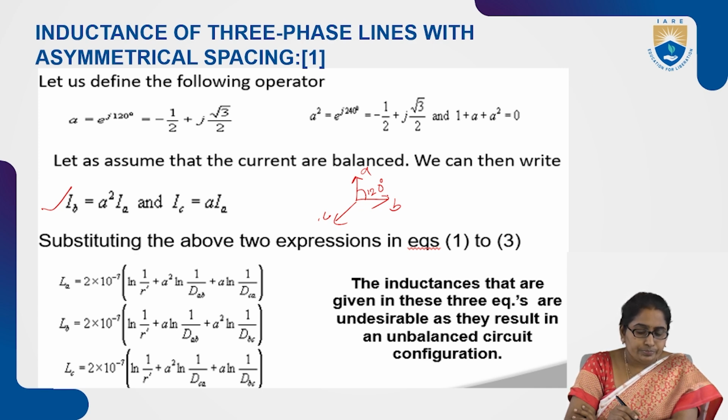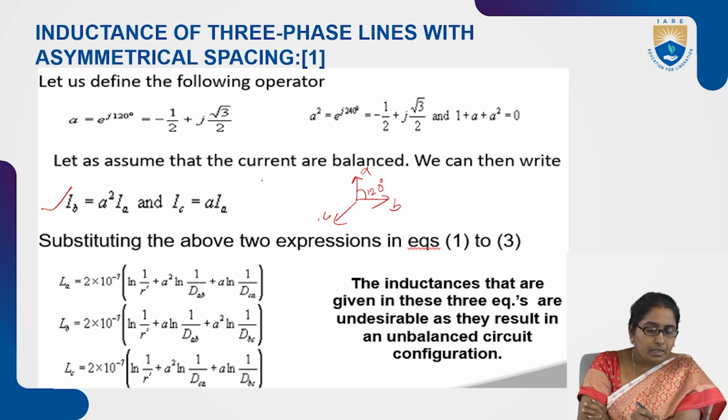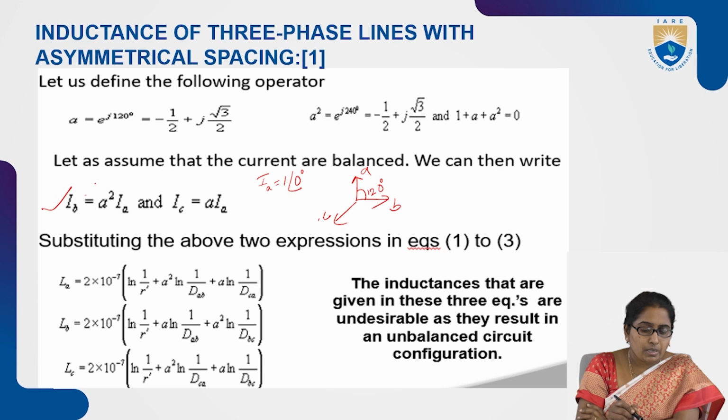So then IB, in terms of IA, we can write IB. Here you can see IB is equal to a constant, shown as alpha square, into IA. That means basically IA is taken as, let us say, 1 at an angle of 0 degree. Then IB is written as, if we go in clockwise, it is 120 degrees, right? So IB we can say 1 at an angle of 120.